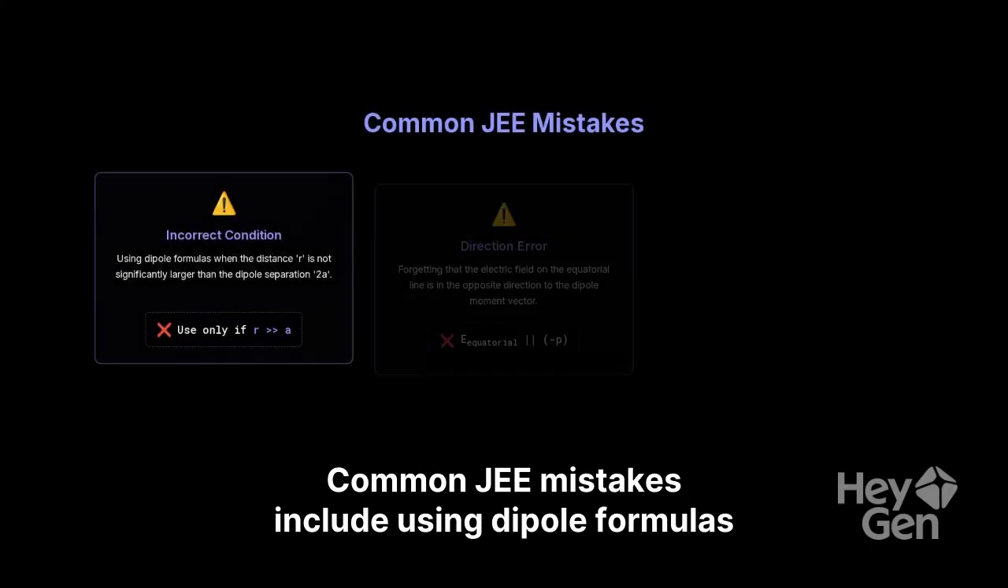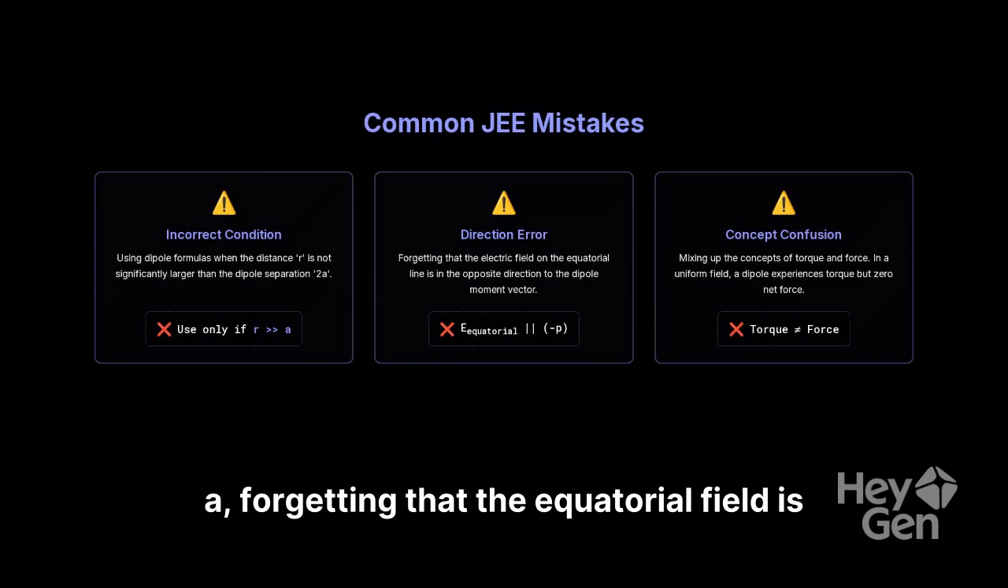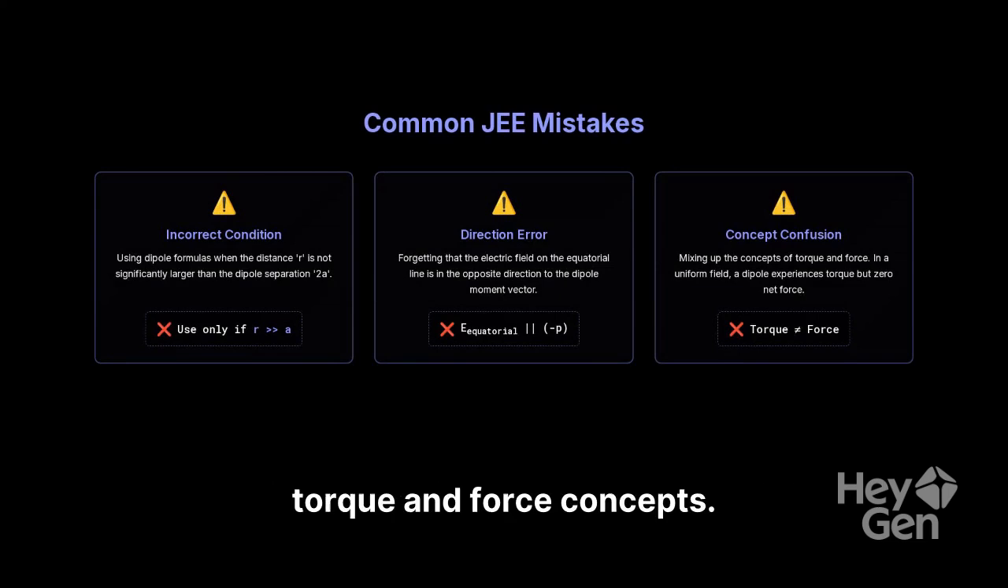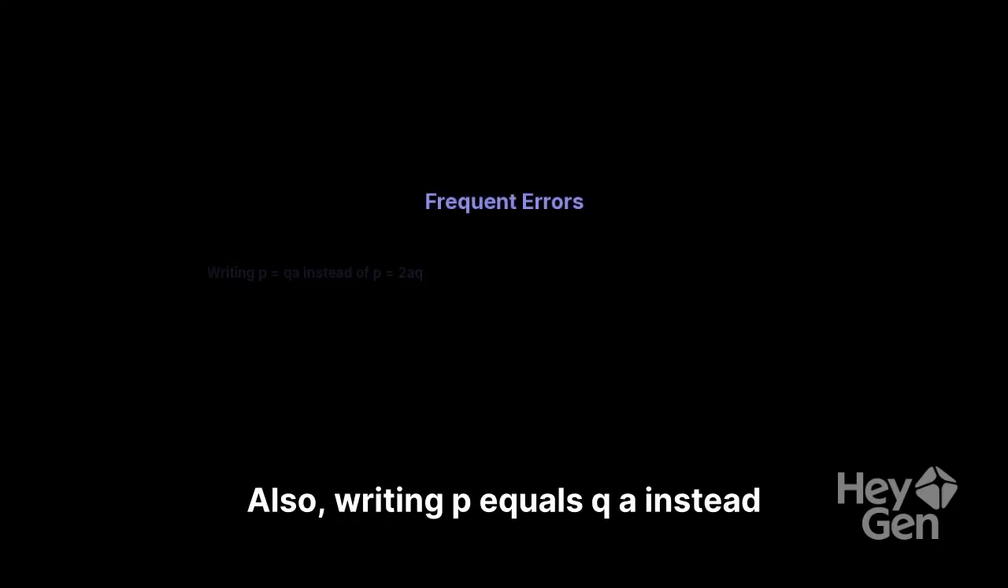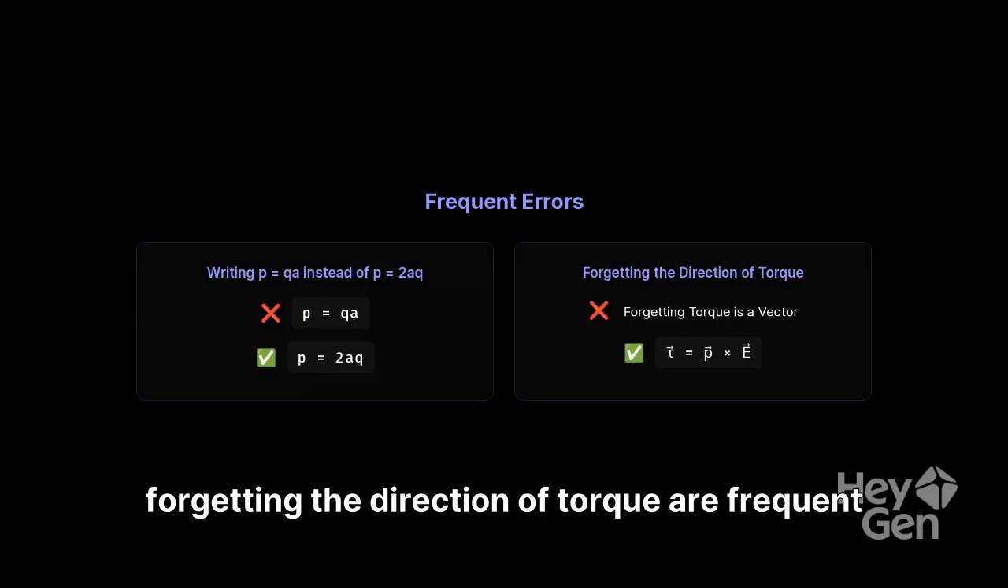Common JEE mistakes include using dipole formulas when r is not much greater than a, forgetting that the equatorial field is opposite to the dipole moment, and mixing torque and force concepts. Also, writing p equals qa instead of p equals 2aq, and forgetting the direction of torque are frequent errors.